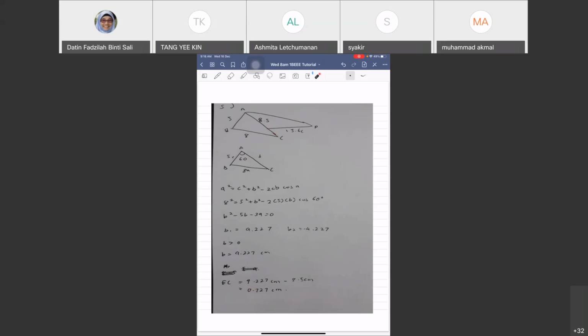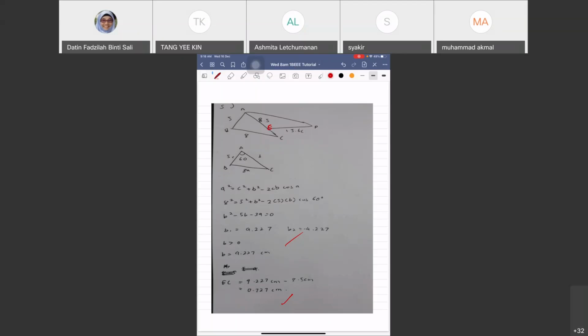This one can be done like this. This logic is correct, I hope the value is correct. Does anybody have a different way of doing it or a different answer? Everybody got the same answer here, 0.727 for EC. This is E here from the question, so you just need the length of EC.